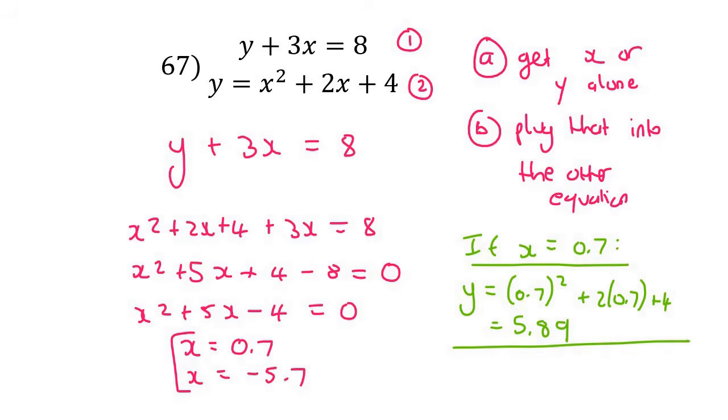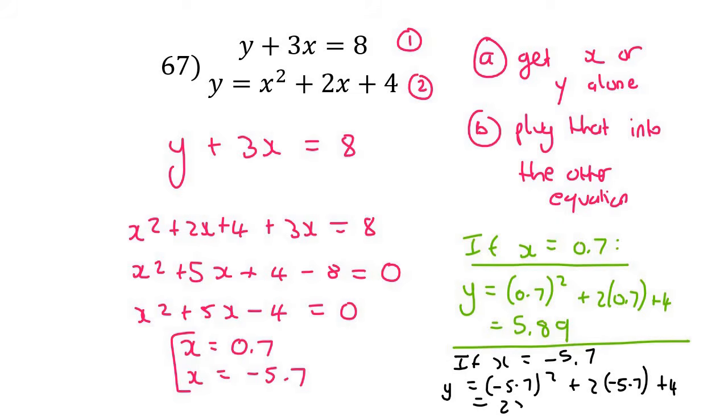Then we can do the other one, let's do that in a different color, let's go with this black color. So if x equals negative 5.7, then we do the same thing. y equals negative 5.7. Notice I'm using a bracket. Negative 5.7 plus 4. And if we work this out, we end up with 25.09.